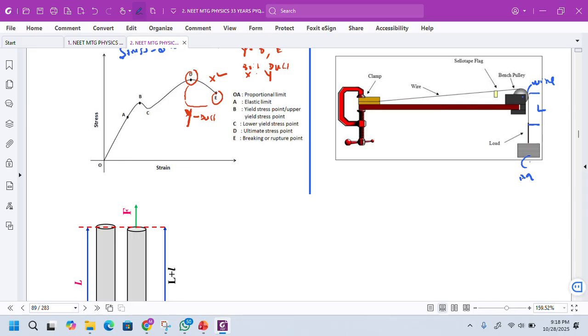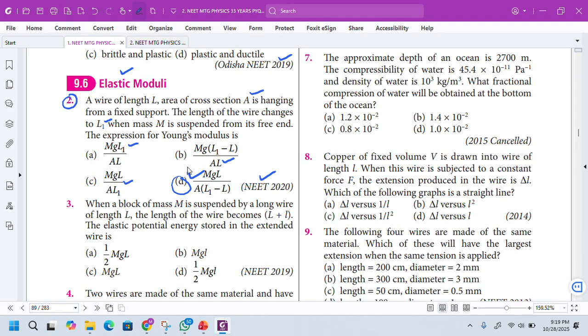Due to application of mass M, the length of the wire is changed to L1. From here to here it is L1, dear students. Now there is a change in the length, which I can write as delta L. What is delta L, dear students? Here delta L involves the final length of the wire, represented as L1. It is stated in the problem itself.